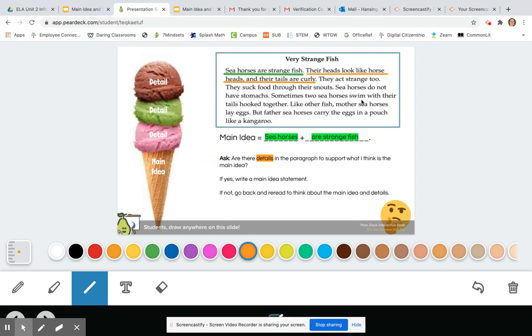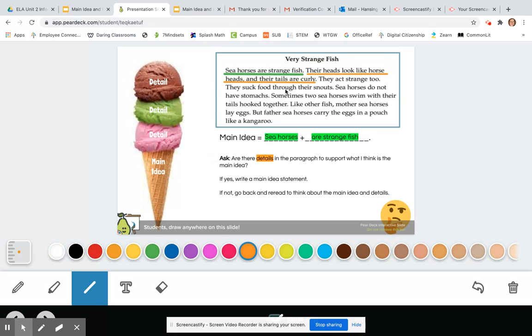It's like one scoop of ice cream on top of my main idea cone. Let's see about the next sentence. They act strange too. The author is saying that they act strange, but the author is not giving me a specific detail in this sentence, so it's not the best sentence to underline as a supporting detail.